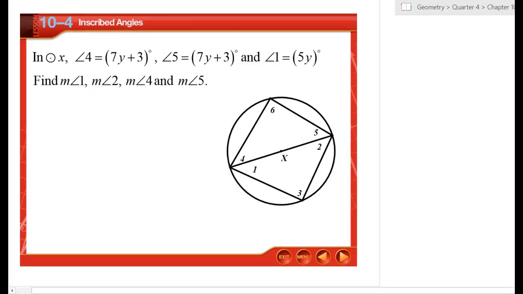Alright, so in this circle X, I know angle 4 is 7y plus 3. Angle 5 is also 7y plus 3. Angle 1 is 5y. Find the measurements of 1, 2, 4, and 5. Well, let's look. It's the same variable y, so if I can figure out y, I'll be able to figure out most of these. I first notice that 6 and 3 cut off my diameter, which means they're 90 degrees right here.